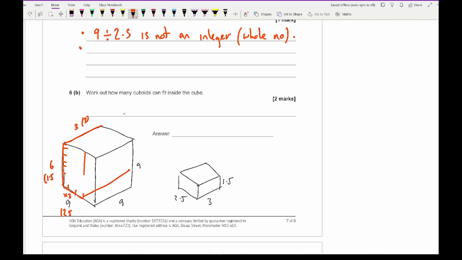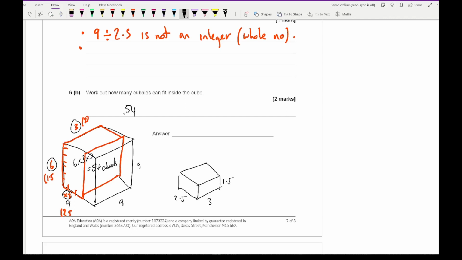So let me just connect those up. At this point here, what I've got is 3 times 6 times 3. So in this space, I'm going to have 3 times 6 times 3, which is 54 cuboids. So I've got 54. Now the problem is I've still got this space.